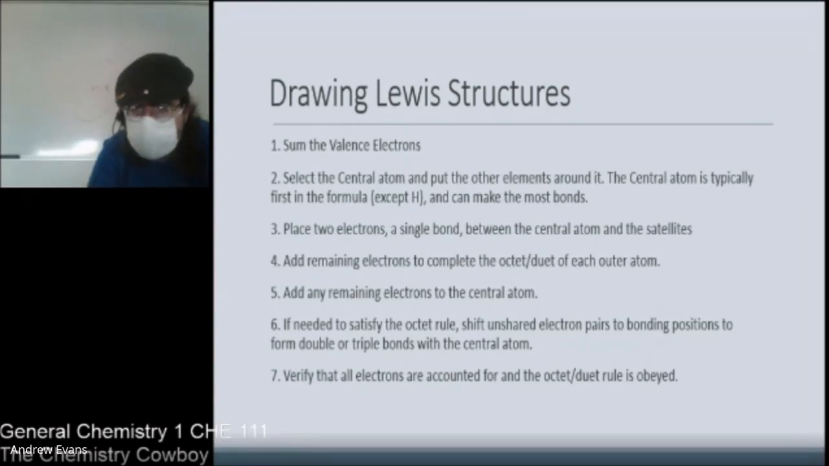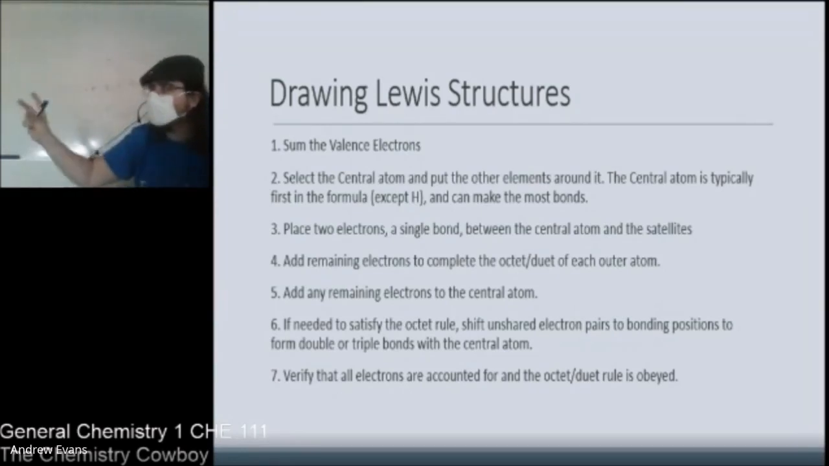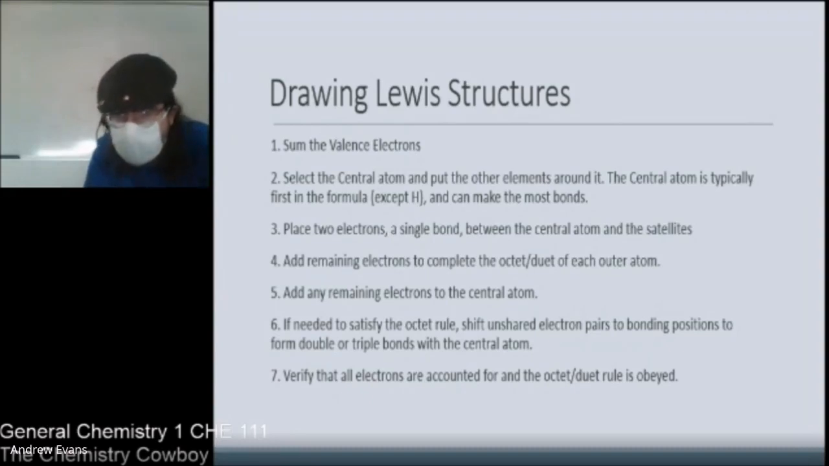Then finally, this is the tricky one. Check the octet for all atoms. If the center atom does not have an octet, shift unpaired electrons, the lone pairs, into double bonds. So basically, I'm going to grab 2 electrons around a satellite and pull them down into a double bond, because the satellite doesn't lose those electrons when it shares them. It still gets to keep them. It's just that now the center atom gets to count them as well. And we're going to do that until there's an octet on the center atom. And then finally, this step can sometimes be skipped, but verify all electrons are accounted for and the octet rule is obeyed wherever possible.